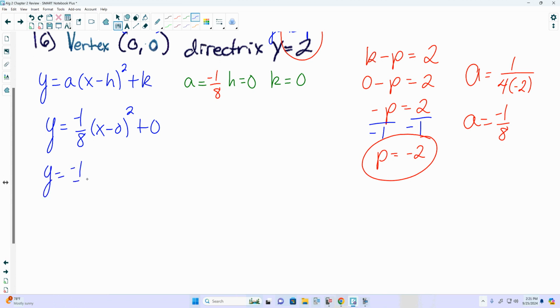Because y equals -1/8 (x minus 0) squared, we can just say is x squared. We don't put the plus 0 because there's no reason to. So if you left it as y equals -1/8 (x minus 0) squared plus 0, I will count it right because that is correct. If you give me y equals -1/8 x squared, that is also correct. Both of them are correct. I just need one of them. You can give me both if you want. Because if you jump straight to y equals -1/8 x squared, that is fine. That is the answer. Questions on 16?